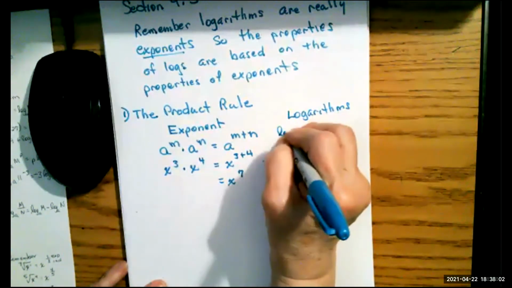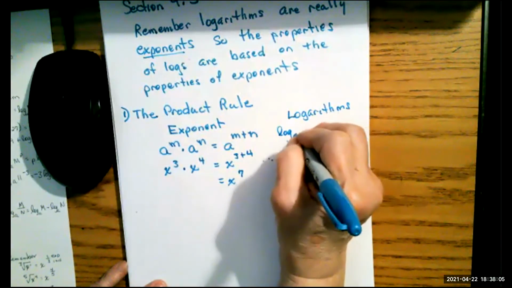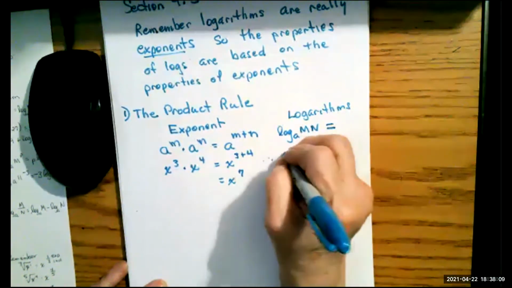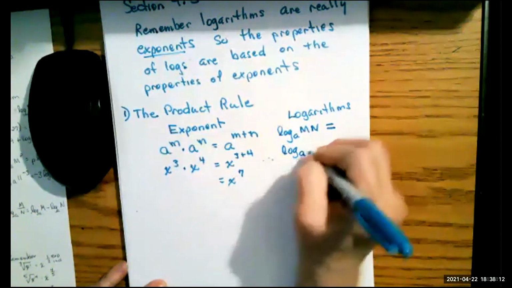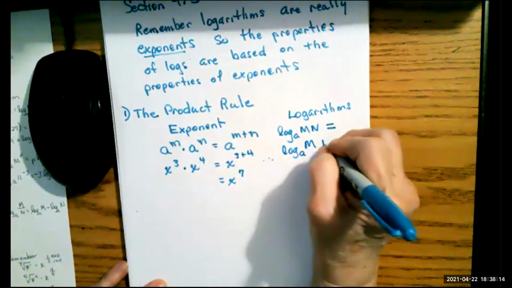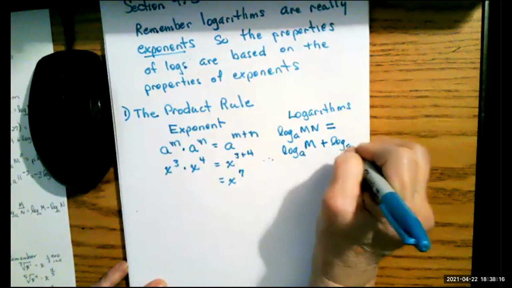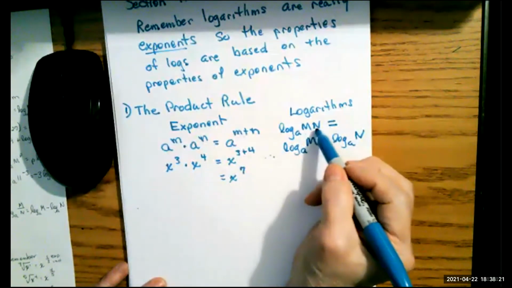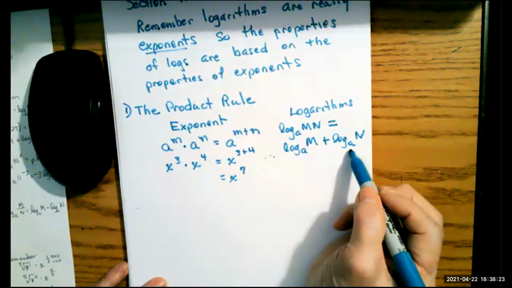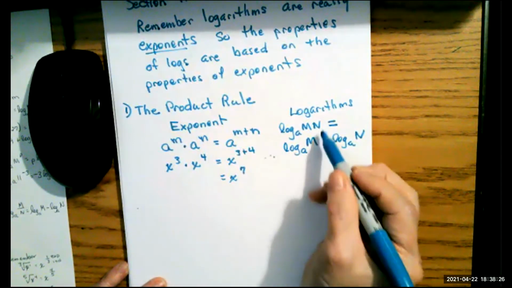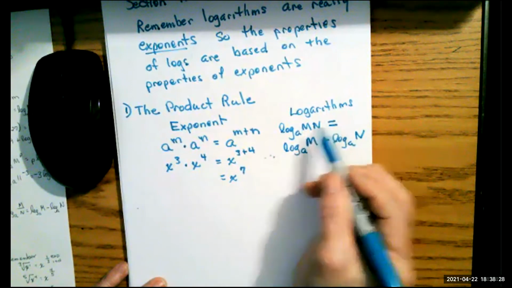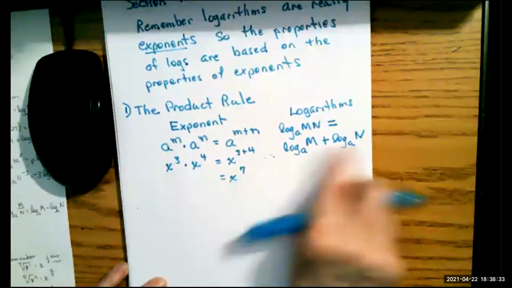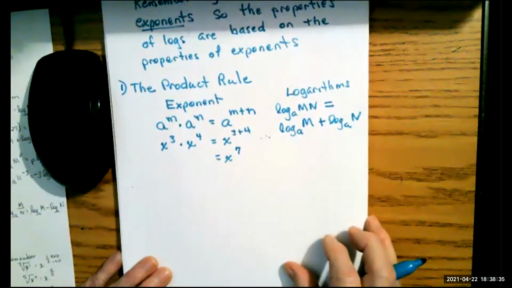So if you have log base a of mn, that's equal to log base a of m plus log base a of n. So you split these two things up and write log base on each one of them, and you're adding them because, see, they were multiplied. They're multiplied, so you're adding the exponents. Remember, logarithms are exponents, so you're adding them.